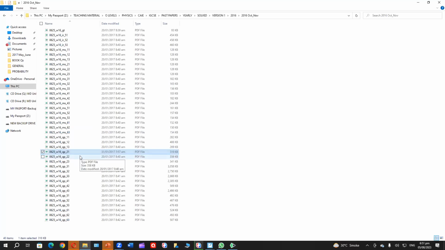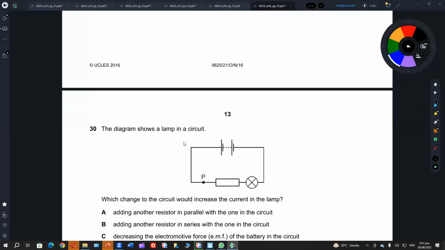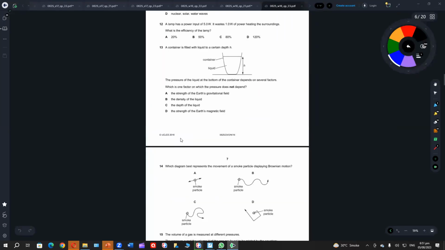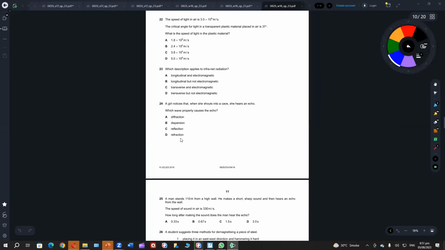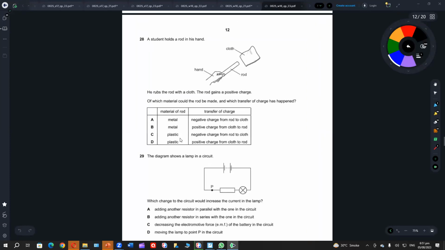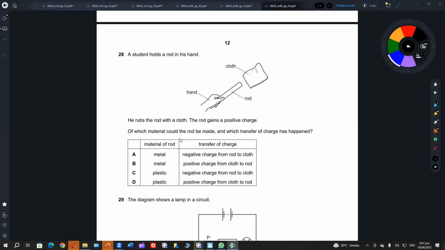Look for another question. November 2016, paper 23, question 28. A student holds a rod in his hand. He rubs the rod with a cloth. The rod gains a positive charge. Positive charge means lost electrons.